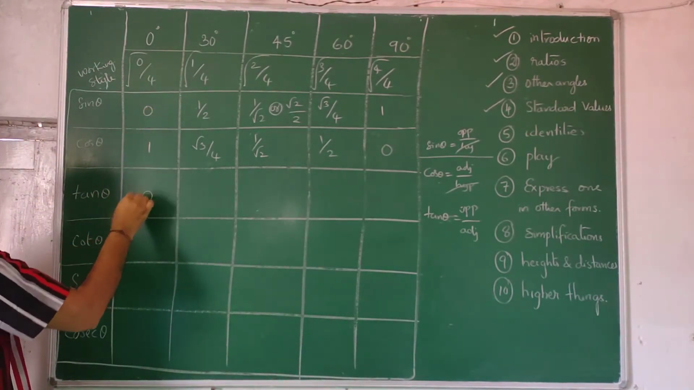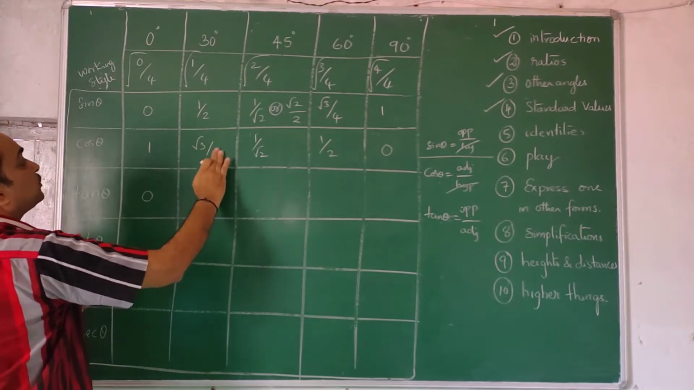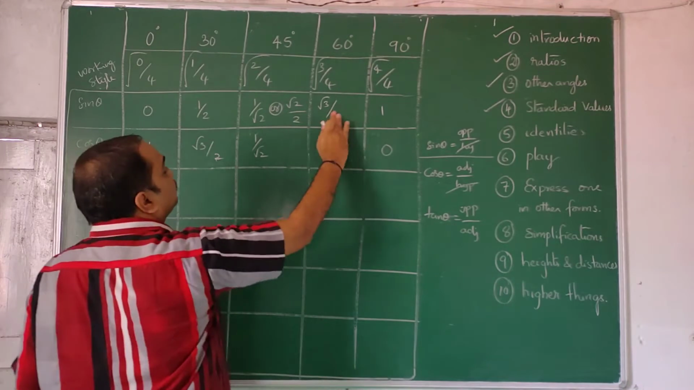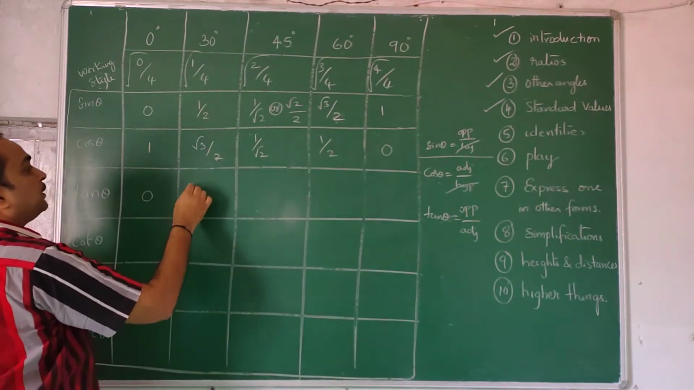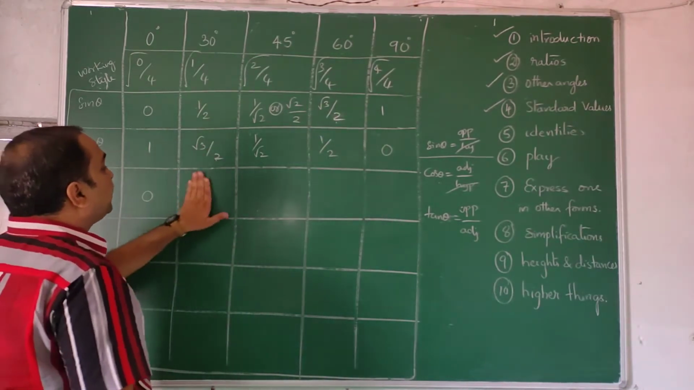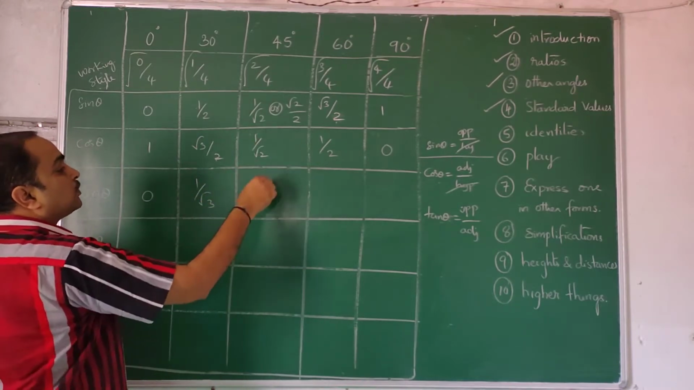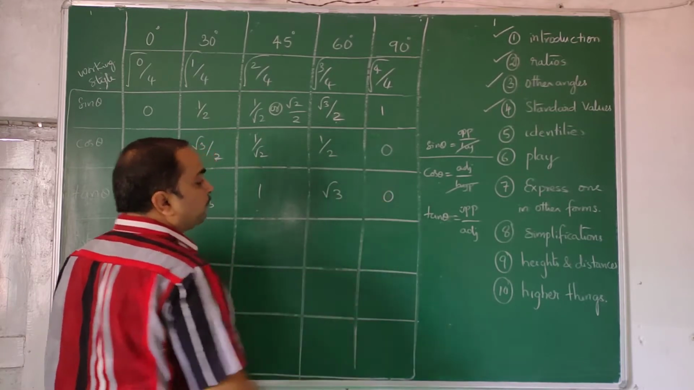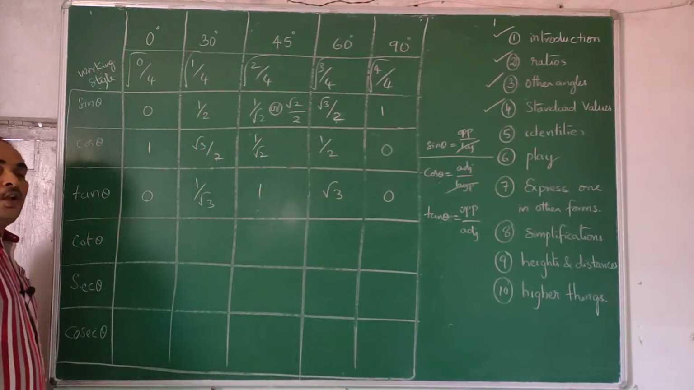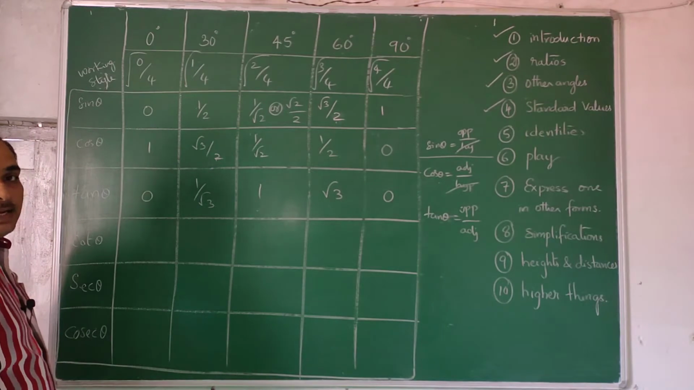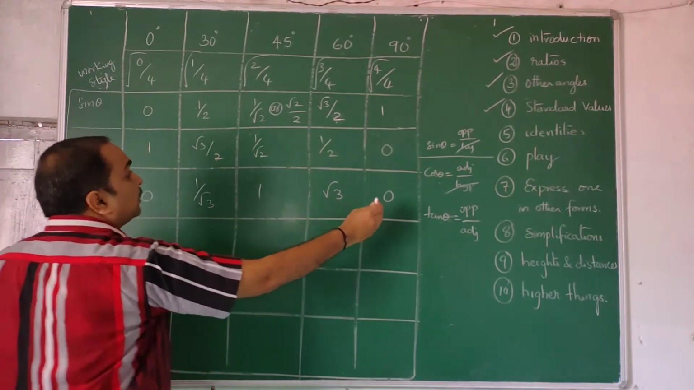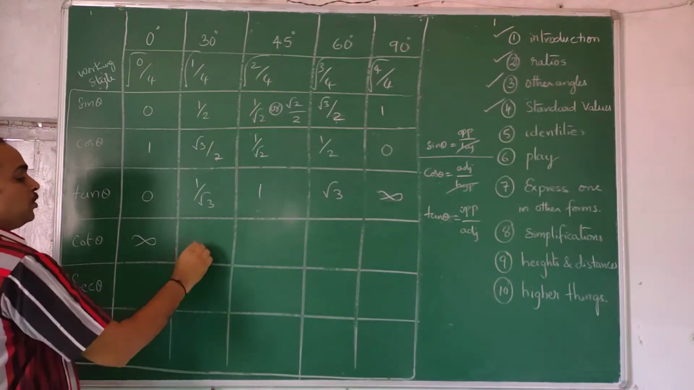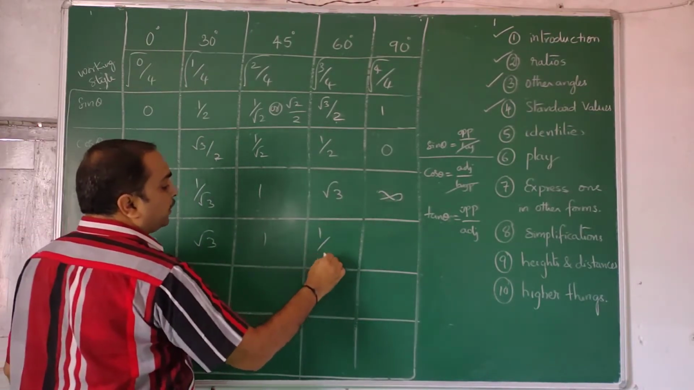0 by 1, 0. 1 by 2 by, sorry, this was 2. This and this gets here also. This and this gets cancelled. Root 3. 1 by root 3. This is 1. 1 by root 2, 1 by root 2 gets cancelled. This is root 3. This is 0. Again, these two: cot 90 minus theta is tan theta, tan 90 minus theta is cot theta. This, 1 by 0 is infinity. So this comes here. Infinity, root 3, 1, 1 by root 3, 0.